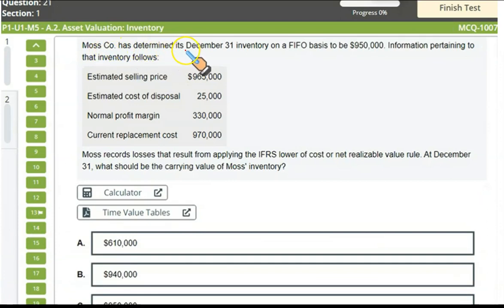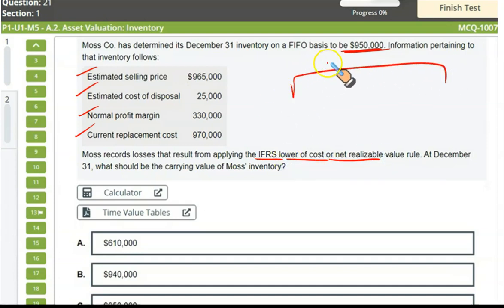Moss Company has determined its December 31st inventory on FIFO basis to be 950,000. Information pertaining to the inventory is given as follows: estimated selling price, cost of disposal, net profit margin, and the current replacement cost. Moss records losses that result from applying IFRS, lower of cost or NRV. I'm sure you know, under IFRS and under US GAAP, please remember, FIFO method of inventory valuation means that US GAAP and IFRS are on the same page. And what they say, you take cost on one side and you take NRV on the other side. Cost is given as 950.